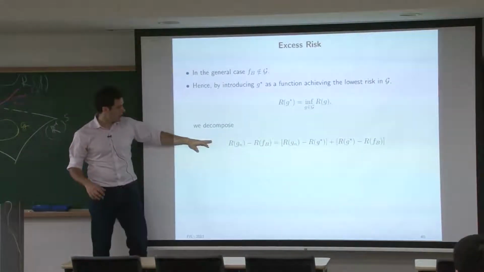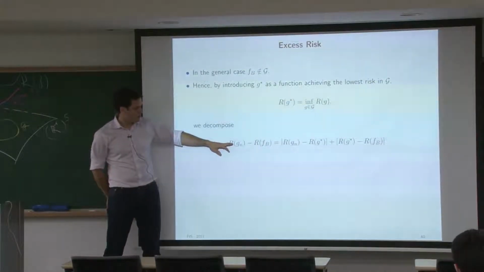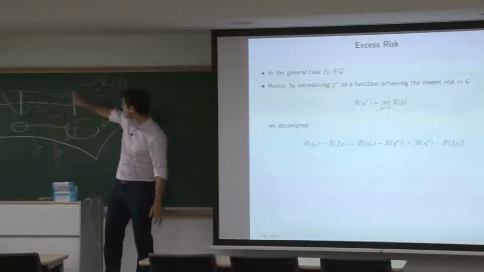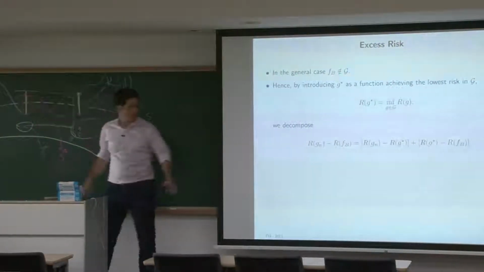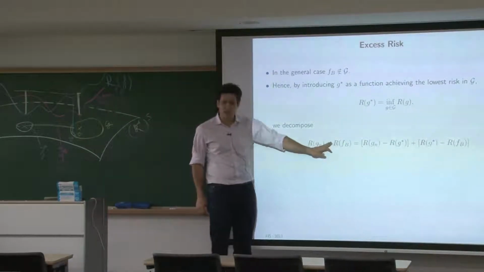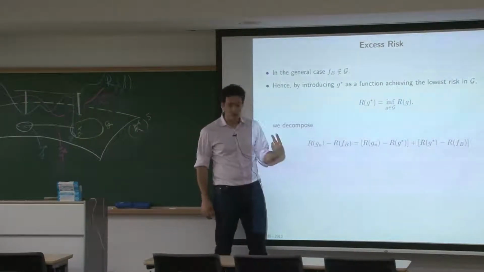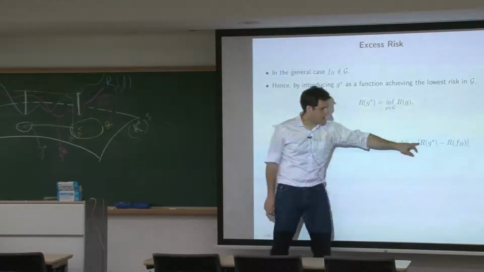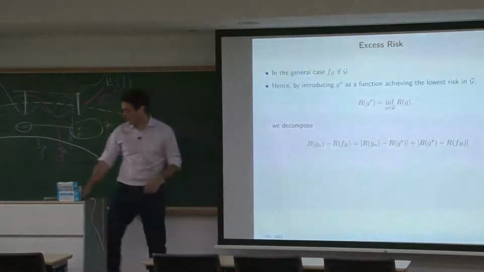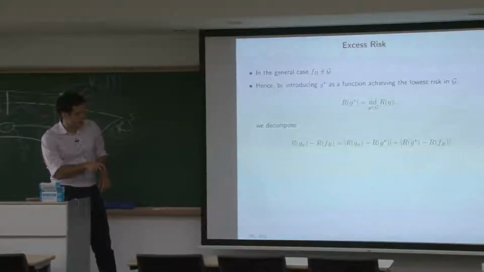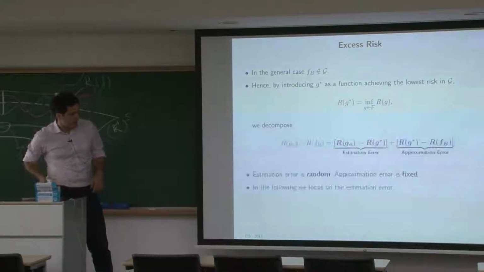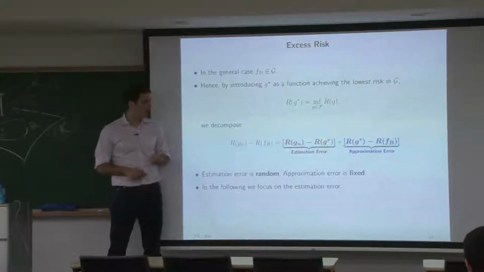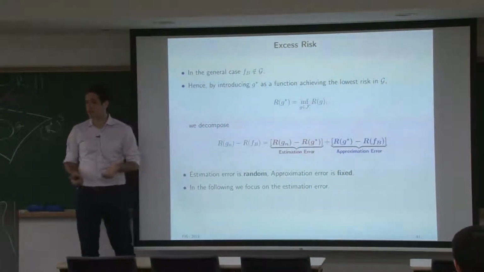So when you measure how far this is from this in terms of errors in risk, what you can do is split this difference into two terms. Here I'm just removing R of G star and adding R of G star, and then this difference is just this plus this. We call this first term the estimation error, and the second term the approximation error. Okay?